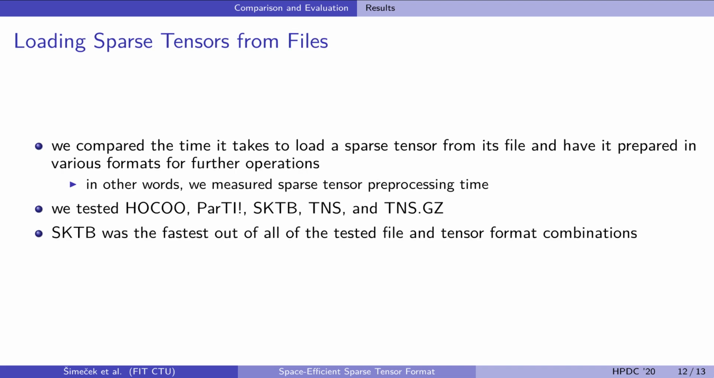Finally, we tested the time it takes to load a sparse tensor from its file and perform all necessary pre-processing steps to have it prepared for any calculations. We tested internal formats and external formats. The test results showed that using the SKTB both as an internal and external format is the fastest out of all available possibilities.